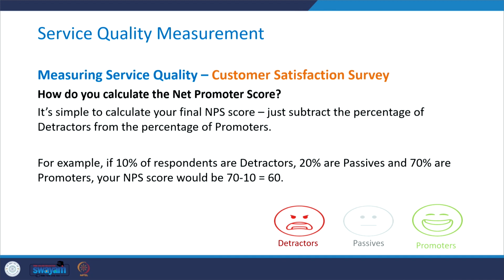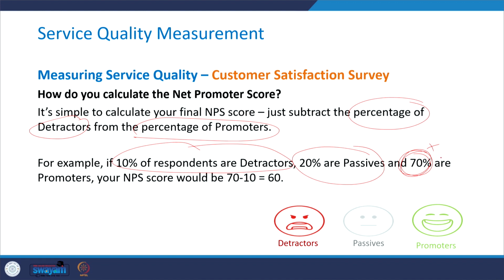It's simple to calculate this NPS score. Just subtract the percentage of detractors from the percentage of promoters, right? So for example, there are 10% of your customers who are giving you a rating like 1, 2, 0, and so on. So they are kind of detractors. And there are some people who are passive, let's say 20%, where 70% people are actually very positive, right? So they are in the basket of promoters. So your NPS is nothing but these promoters minus these detractors. So we are not counting the passives in the calculation, right?